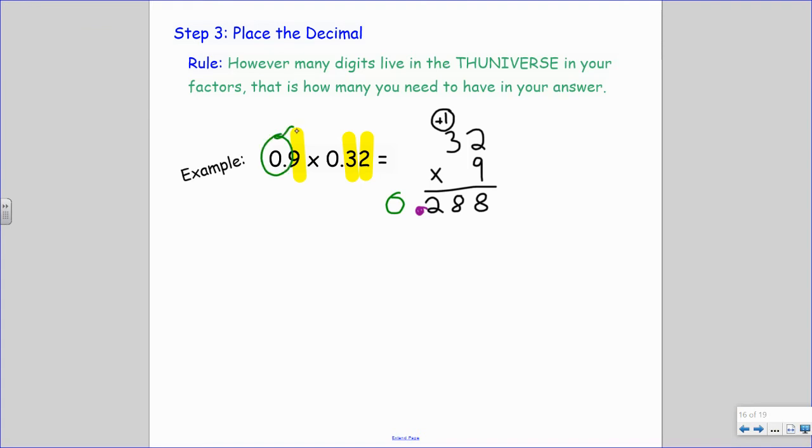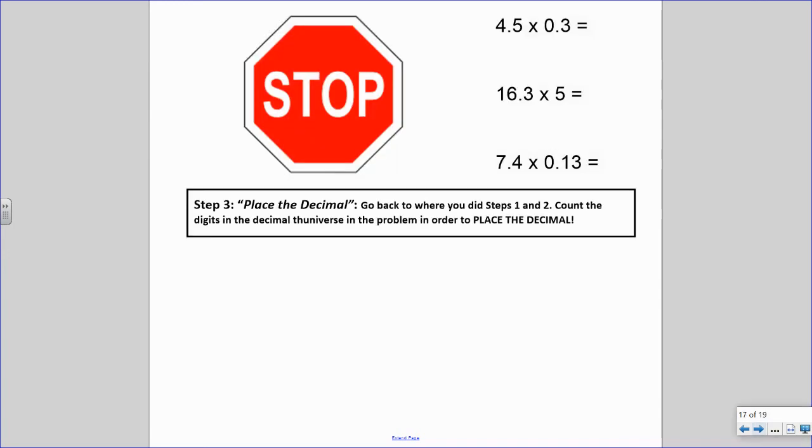And if I don't have a whole number, I was going to add a 0 there. And this should make sense to you because this rounds to about 1. This rounds to about 0. My answer should be close to 0. The answer of 288 that we started with doesn't make sense. We have to put that decimal point right in the right place.